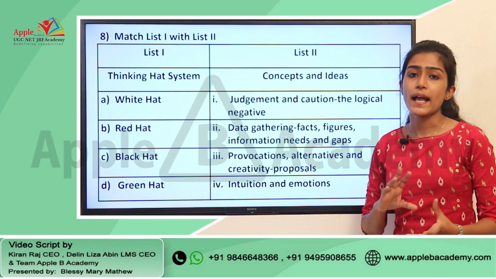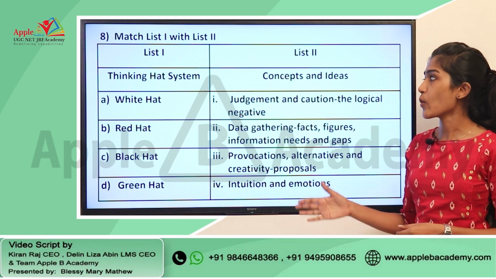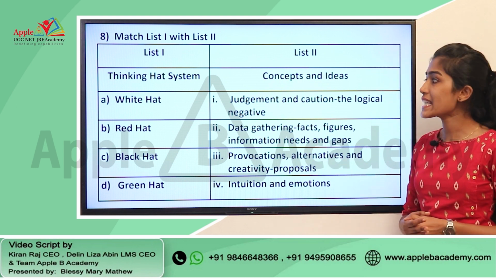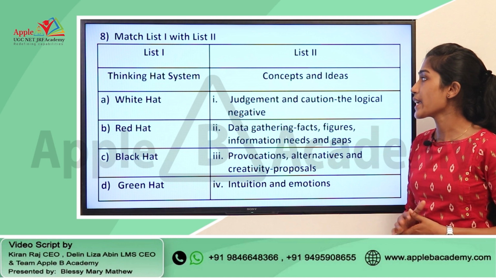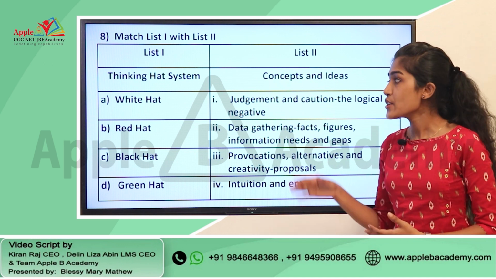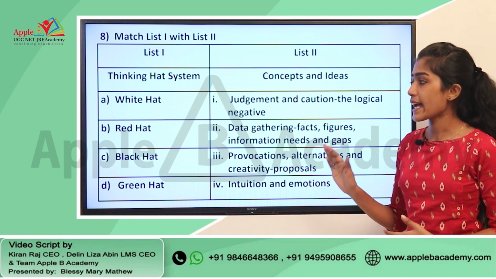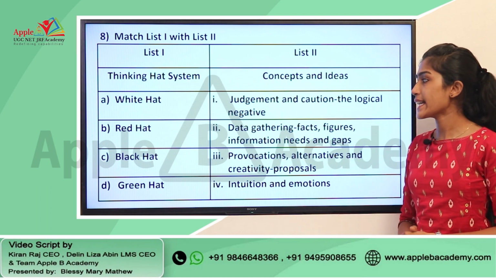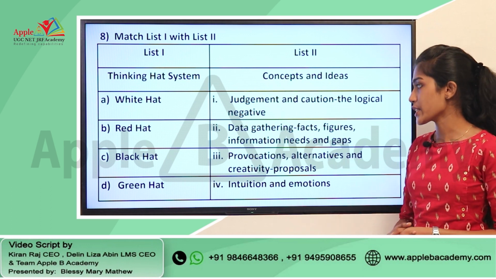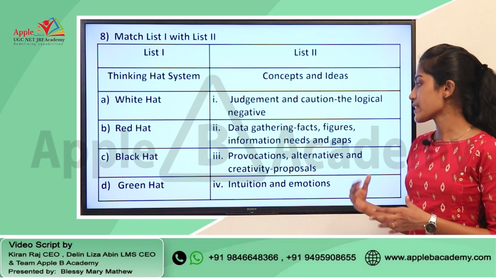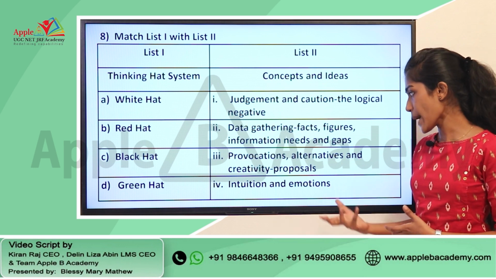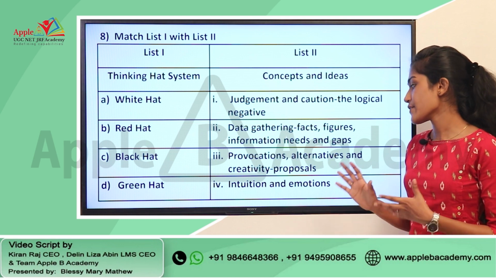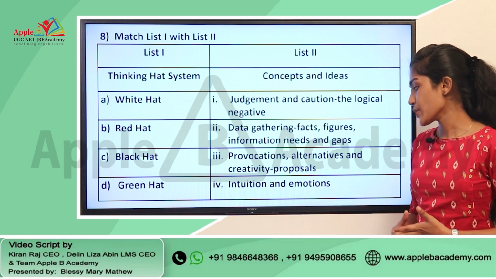Next question is a match the following question. We have list 1 and list 2. In list 1 we have the thinking hat system, and in list 2 we have the concepts and ideas. In the thinking hat system we have white hat, red hat, black hat and green hat given, and in concepts and ideas we have judgment and quotient, logical negative, data gathering, facts, figures, information needs and gaps, provocations, alternatives and creativity, proposals, intuition and emotion.